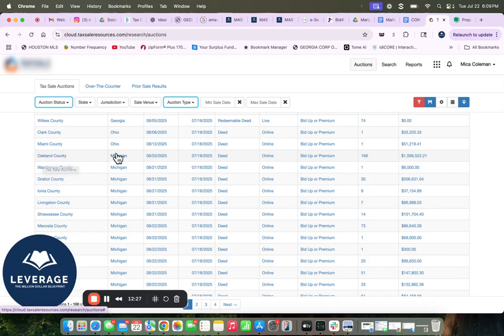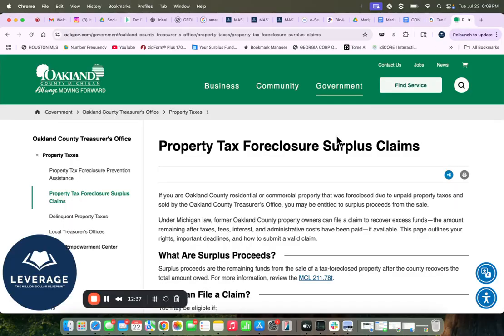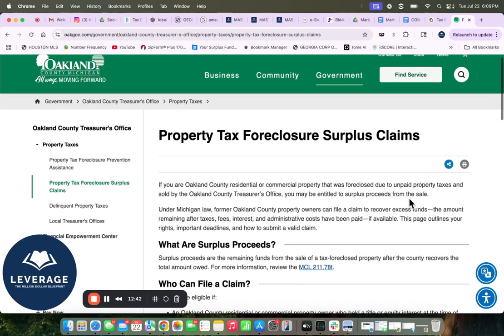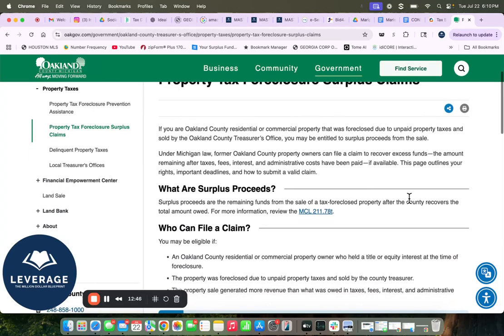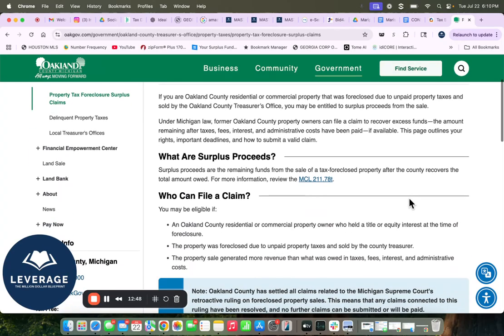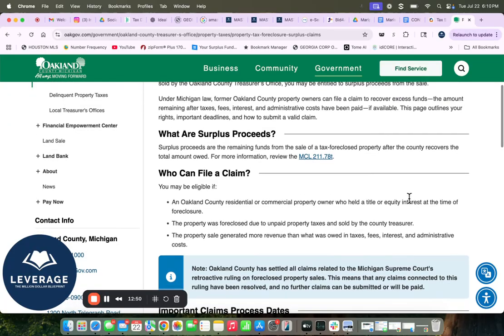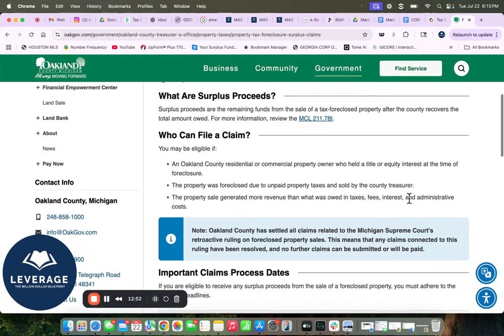this is Oakland County, Michigan. It has 1,168 parcels. So this is something I would definitely want to look into. I did a Google search, I looked into Oakland County, and voila, I found property tax foreclosed surplus claims. As you guys can see, I read through this and it tells you who can claim it and all that good stuff.